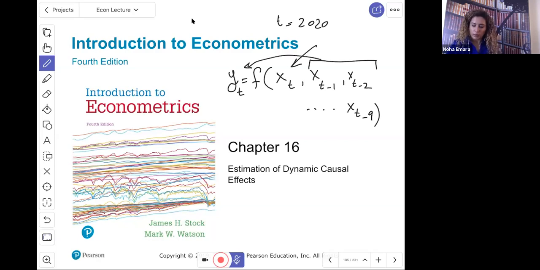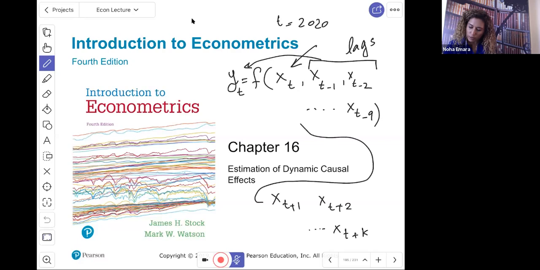I might also add to this, not only the lags, we call these lags. Lags are past values, okay? I can also expand this analysis by adding future values of X. So X T plus 1, X T plus 2, and then x t plus a certain number k, okay? And then I can add these additional variables right here, or anywhere in this function.